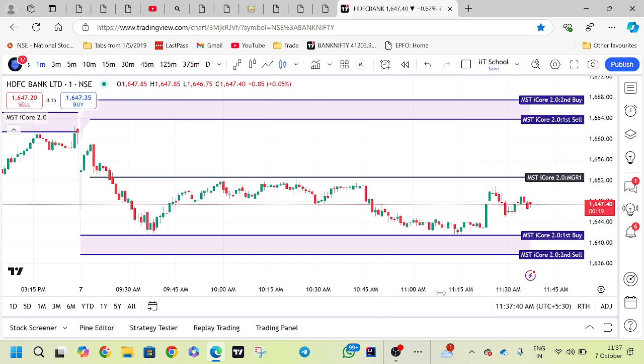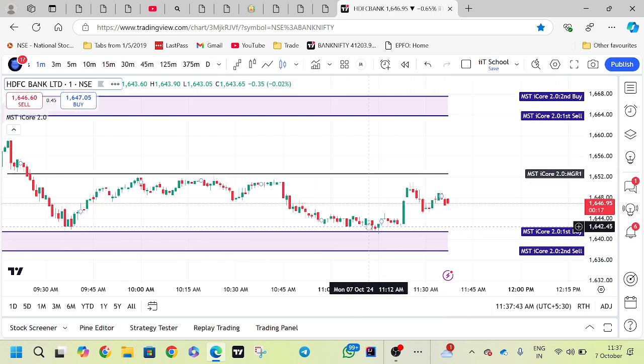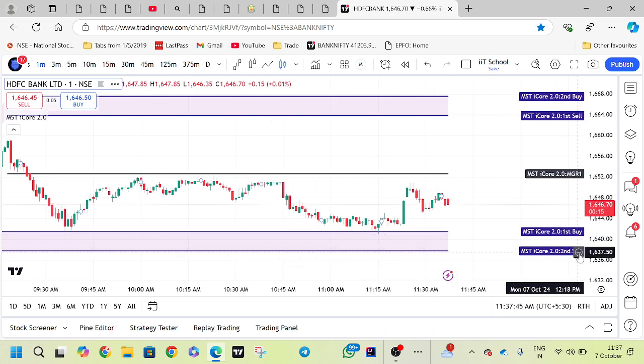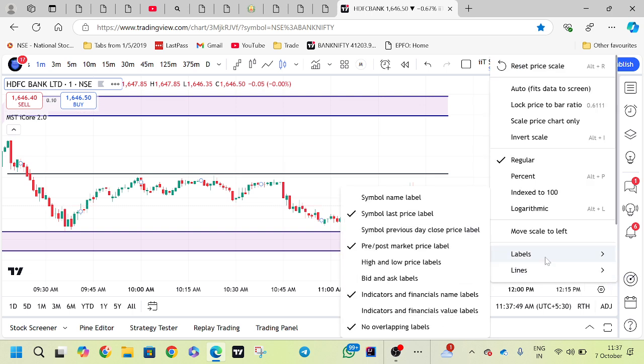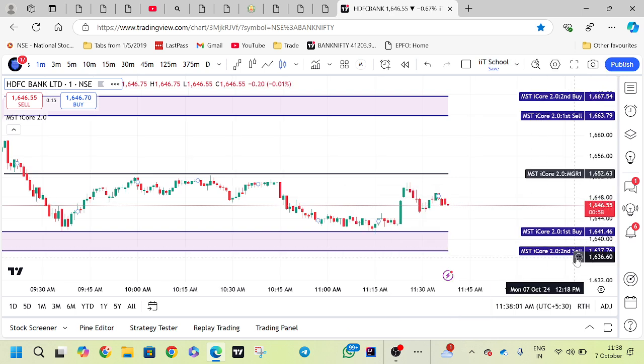And next, go to the settings at the bottom, go to labels and enable name labels. Now the labels are appearing here: first buy, second sell, first sell and second buy. Also go to the settings, labels and scroll down. Here you can see value. The first one we enabled is name labels, and the next one we are going to enable is value, that is the price. Now the price is also appearing here.